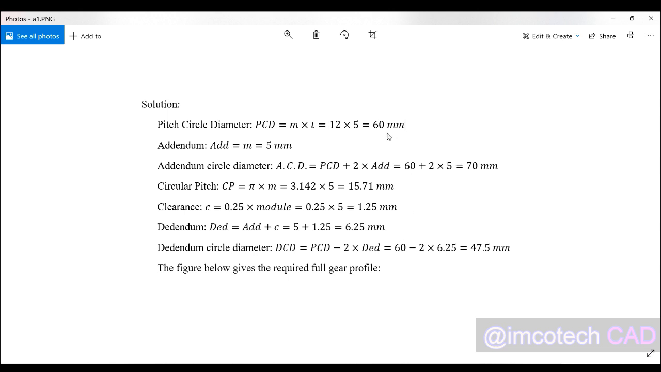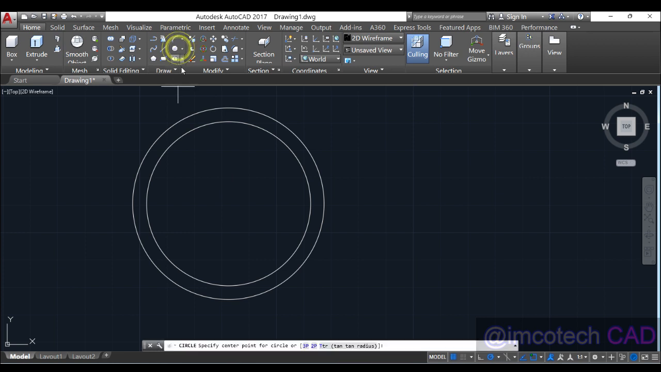While the addendum is basically the radial distance from the pitch circle diameter to the addendum circle diameter. Now our dedendum circle diameter is pitch circle diameter minus 2 times the dedendum, to have 47.5 millimeters. So the diameter is 47.5.